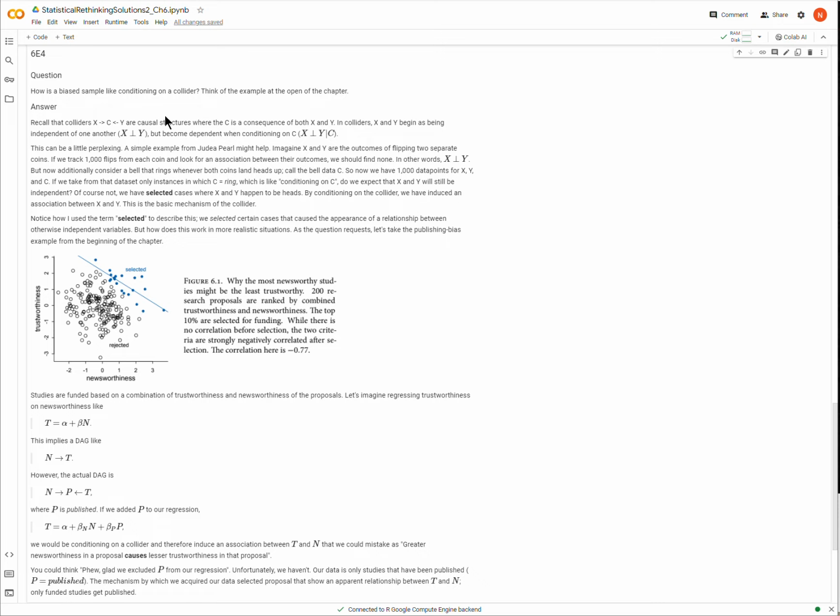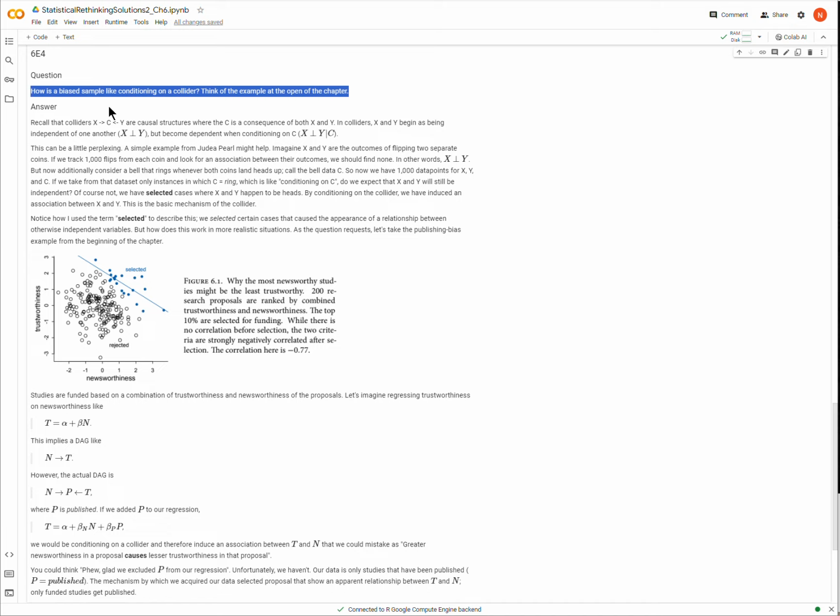Okay, so question 6E4 from Statistical Rethinking, second edition. And this is the last of the easy questions. And here is the question right here. So how is a biased sample like conditioning on a collider?